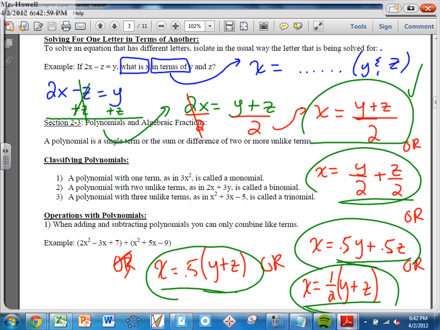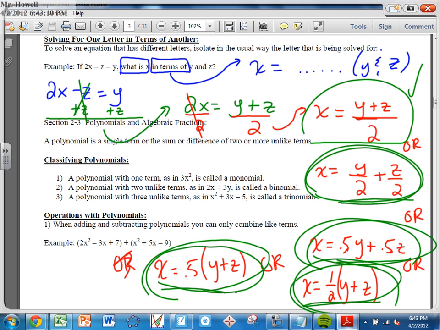Well, I can see it as y over 2 plus z over 2. I can see it as a half of y and a half of z. I can write it as a half of the quantity y plus z. I can write it as a half, as a decimal, times the quantity y plus z. Again, any of these ways are acceptable. It's up to you to decide what you need for the problem.